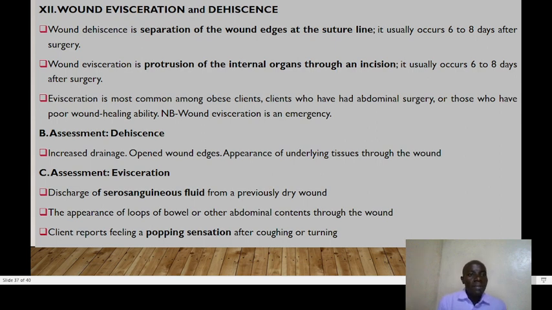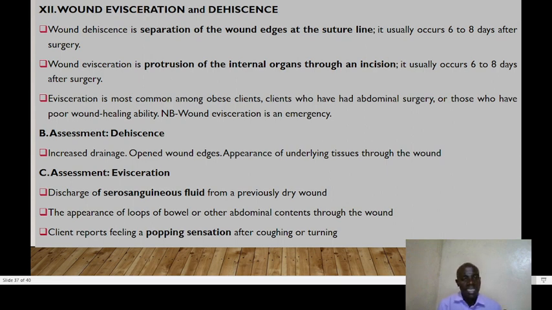In terms of wound evisceration and dehiscence, note that wound dehiscence is the separation of the edges at the suture line. It usually occurs between 6 to 8 days after the surgery, while wound evisceration is the protrusion of the internal organs through that incision. This also occurs within 6 to 8 days after surgery. Evisceration is most common among obese patients, clients who have had abdominal surgery, or those who have poor wound healing ability.